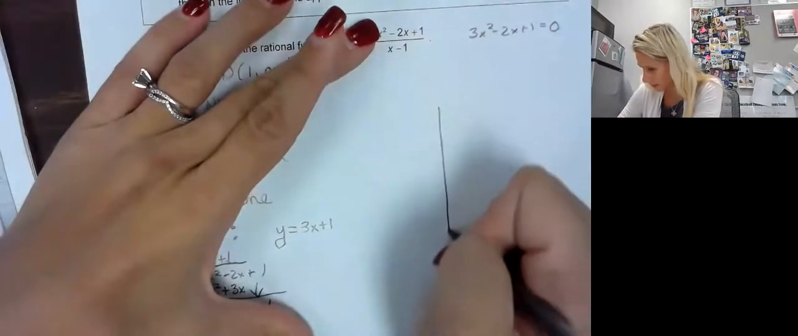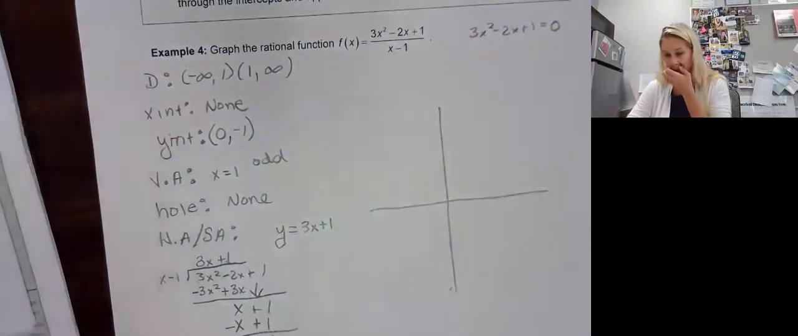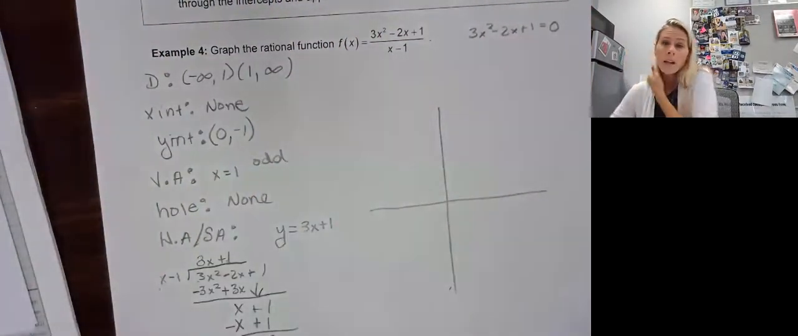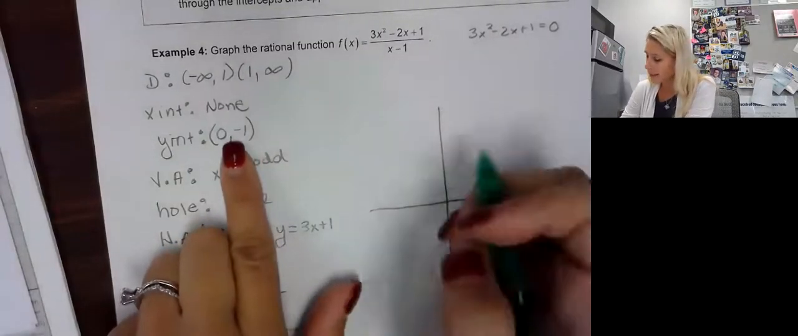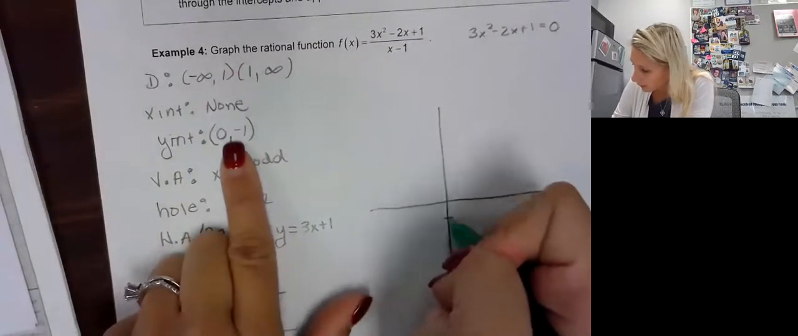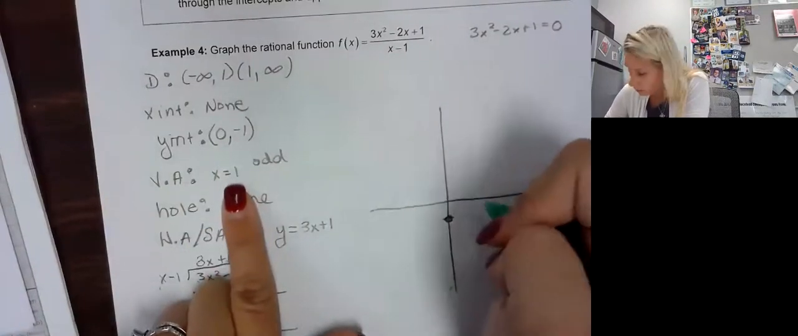All right. Let me do this in color so we can see what's going on. So I have a y-intercept at (0, -1), a vertical asymptote at x equals 1.